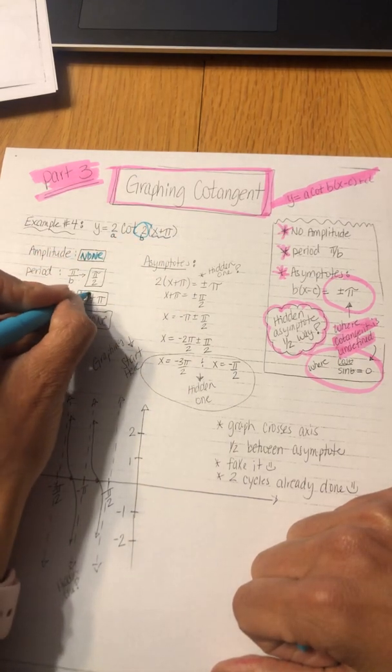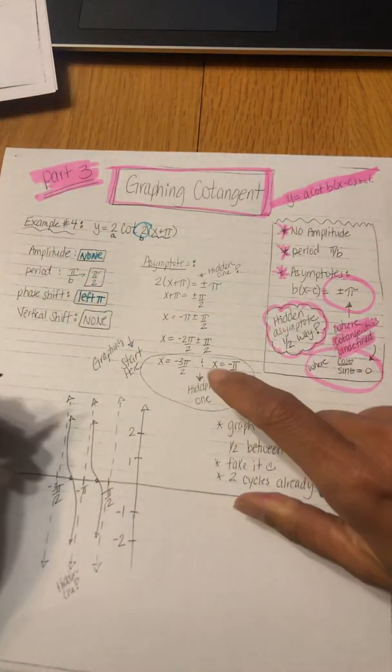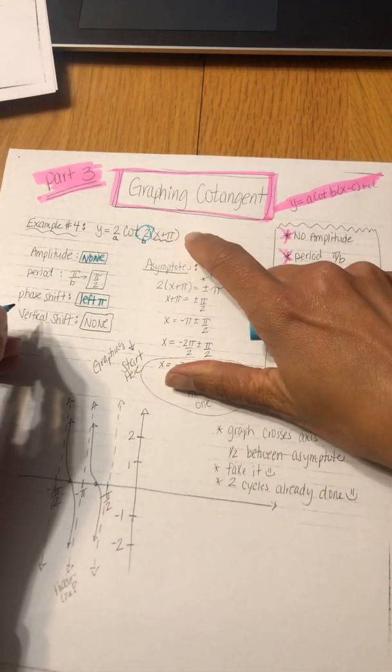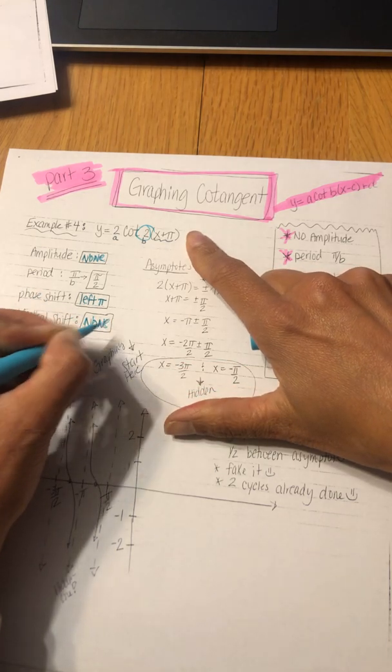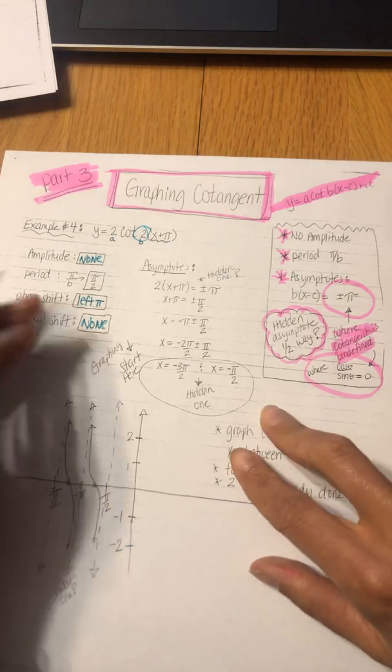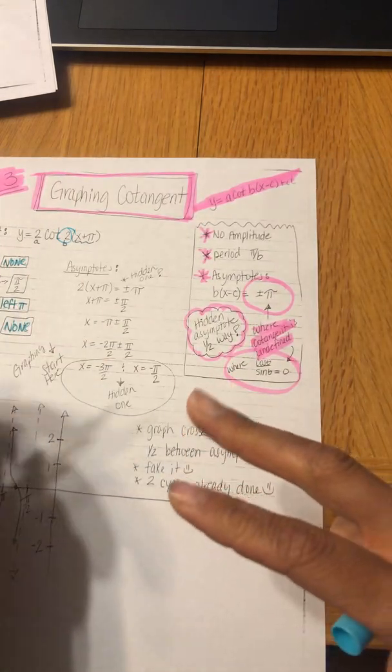It is to the left pi. So we're scooching this graph over to the left. There's no plus or minus a number after the parentheses, so there is no vertical shift. Okay. So let's find the asymptotes. Well, they're already found, but let's go through it.